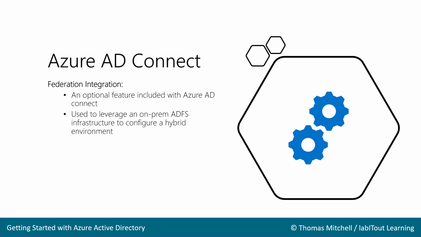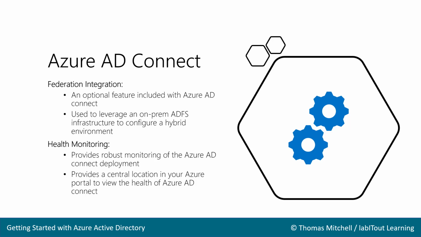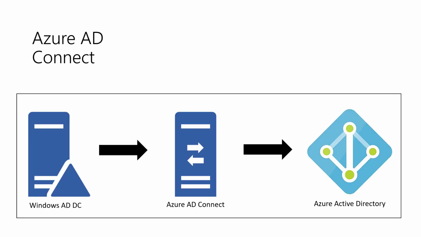If you wish to leverage an on-prem ADFS infrastructure to configure a hybrid environment, you can enable federation integration in Azure AD Connect. The synchronization feature of Azure AD Connect is the part that creates users, groups, and other objects in Azure AD by synchronizing them from the on-prem Active Directory. The health monitoring aspect of Azure AD Connect is actually provided by Azure AD Connect Health. What this does is provide robust monitoring and a central location in the Azure portal to view the health of your Azure AD Connect implementation.